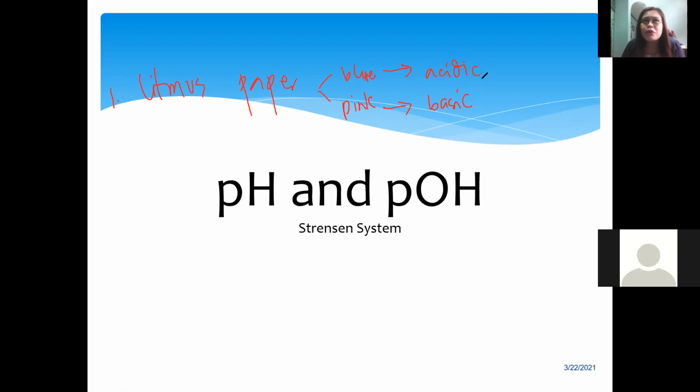So that is also true. If the blue litmus paper remains blue, basic pa rin yan siya. And if the pink litmus paper remains pink, then acidic ang imuhang substance.